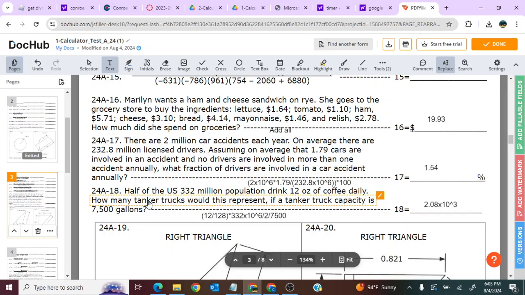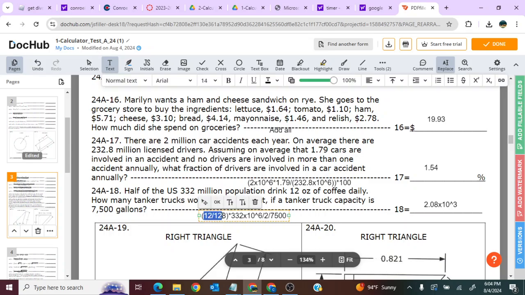18. Half of the U.S. 332 million population drinks 12 ounces of coffee daily. How many tanker trucks would this represent if the tanker truck capacity is 3,500 gallons? Okay, first off, we have to convert ounces to gallons. So in this case, you would divide by 128.